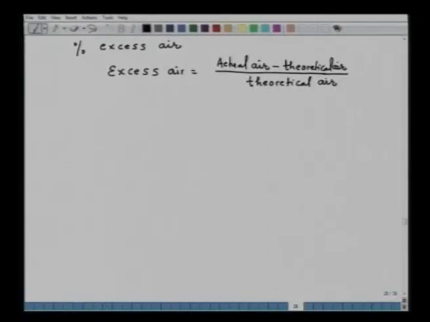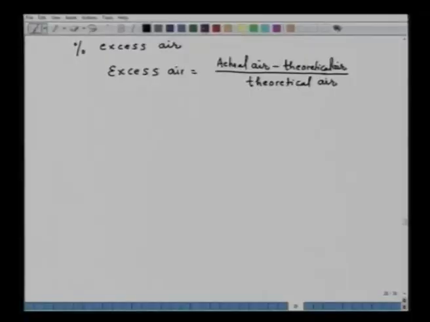So, first we have to calculate theoretical air. The actual amount of air we have already calculated, that is 1.916 meter cube. Now, what we have to calculate is the theoretical air. Now, you recall what it means by theoretical air? The theoretical air always means the air required for complete combustion. That is the clear cut meaning of theoretical air, or the stoichiometric amount of air, all have the same meaning.